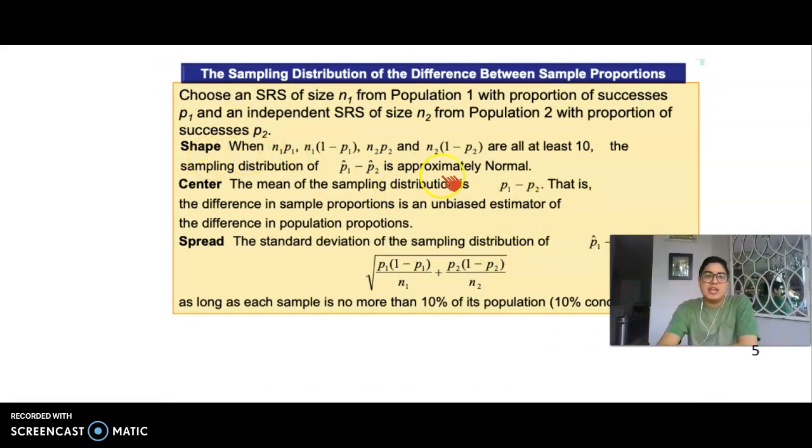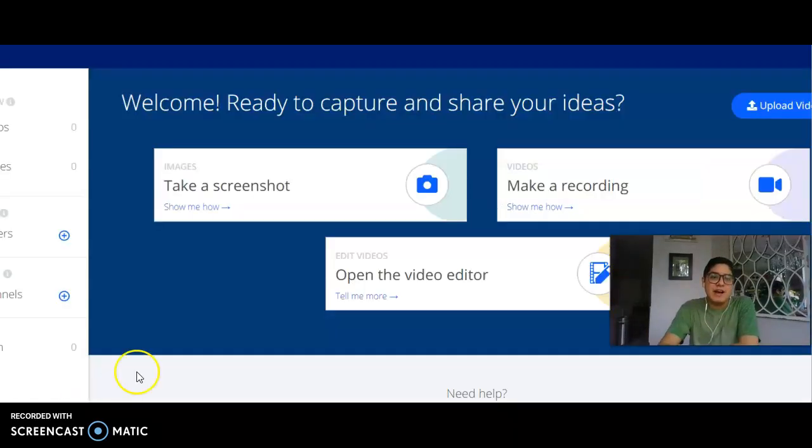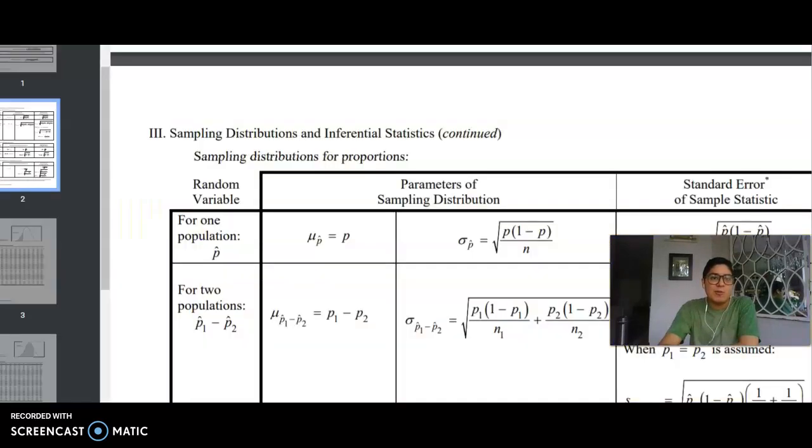So we are looking at the shape, and if the successes and failures within each group are at least 10, then the shape of the sampling distribution of the difference of sample proportions is approximately normal. The center here will just be the difference between the means, and this comes back to our work with random variables, showing that you can find the sum or the difference of the means just by performing that operation. And then lastly, the standard deviation is this formula here, and that's just going to be dependent on the fact here.